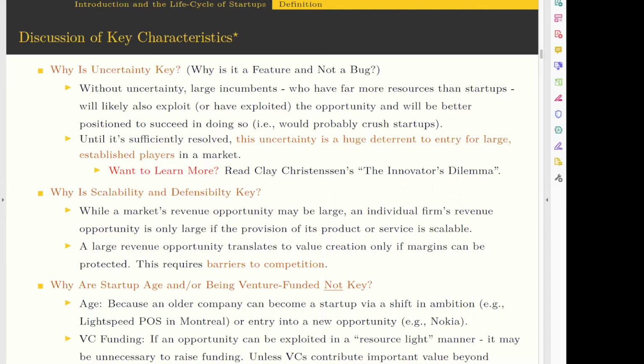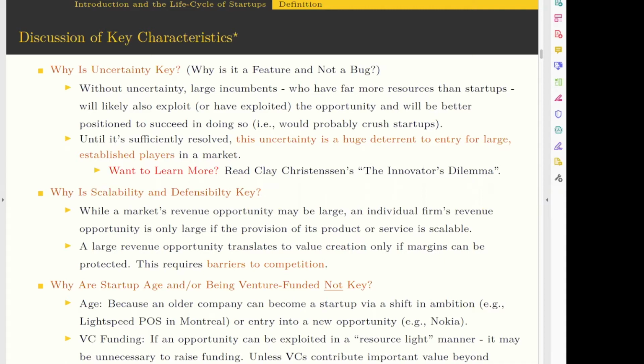What most people don't know is when Lightspeed Point of Sale raised venture funding for the first time, they were a 7-year-old company. They didn't start as a startup. They started more as a niche lifestyle business by Dax Da Silva. And he only started really accelerating growth once he realized he's onto something that's much broader than just a semi-local Canadian market, right? So you can have companies that switch gears.